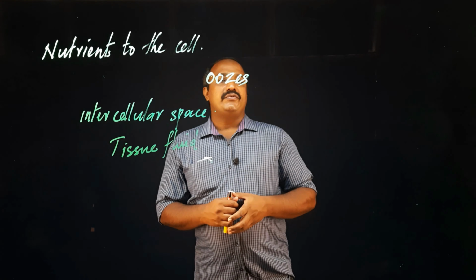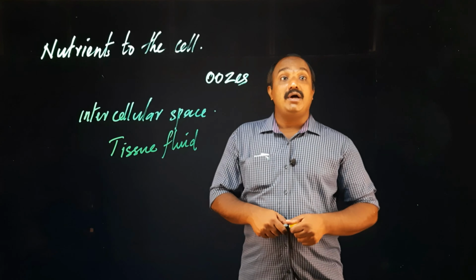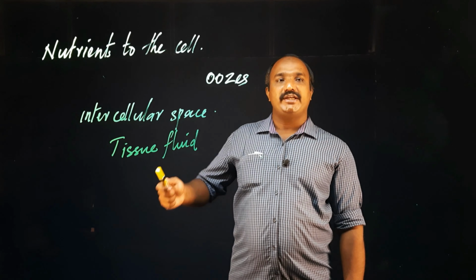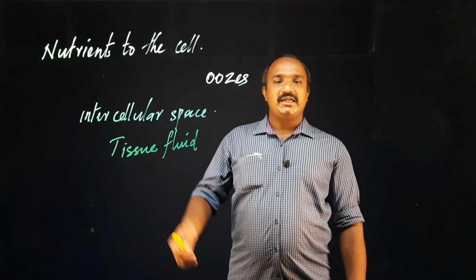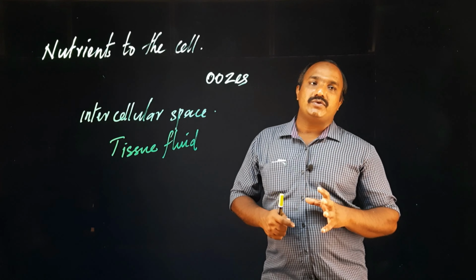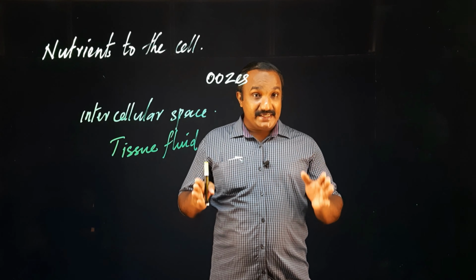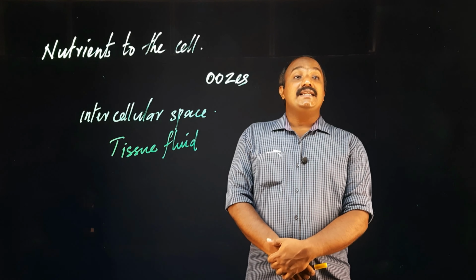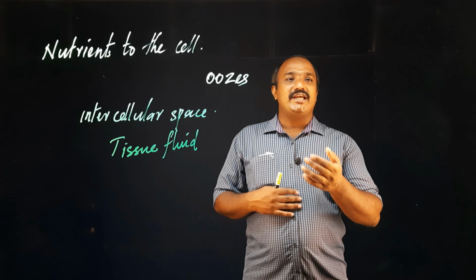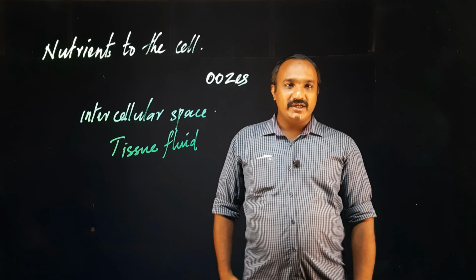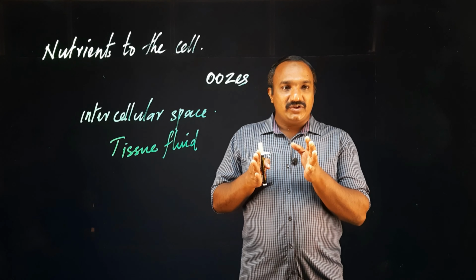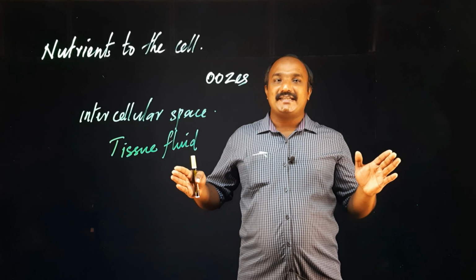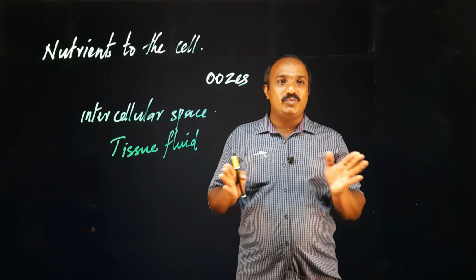So what is tissue fluid? Tissue fluid is the fluid part of the blood that came out of the capillary when it was circulating through the capillaries. The fluid part of the blood that is collected in the intercellular space is called tissue fluid. Then the cell exchanges the nutrients and other waste material with the tissue fluid. So tissue fluid comes in contact with the cells, because it is occupying the intercellular space, the space between the cells.